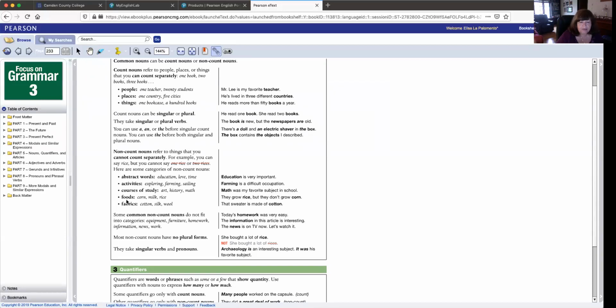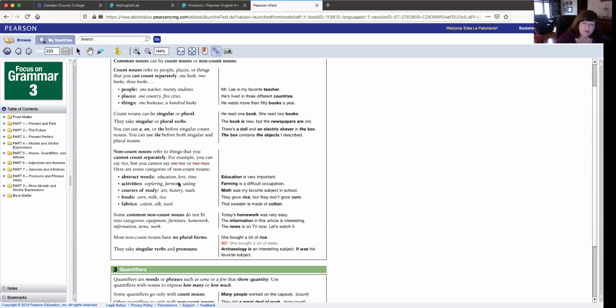And foods: corn, milk. This is not all food, these are just foods that you can't count. So corn, milk, rice, bread, and again, there's no S at the end. They grow rice, but they don't grow corn, okay? Fabrics are materials like cotton, silk, wool, nylon. That sweater is made of cotton.